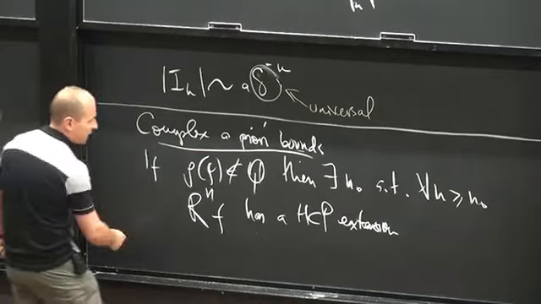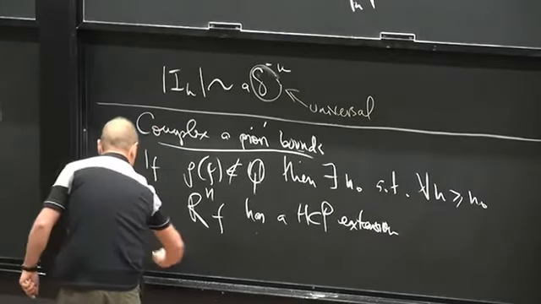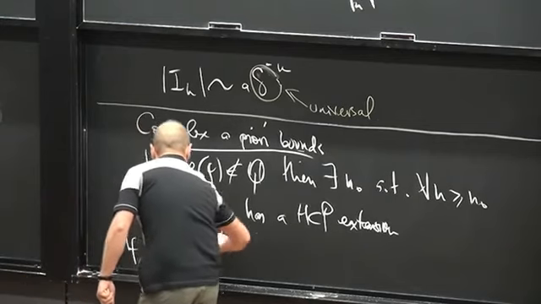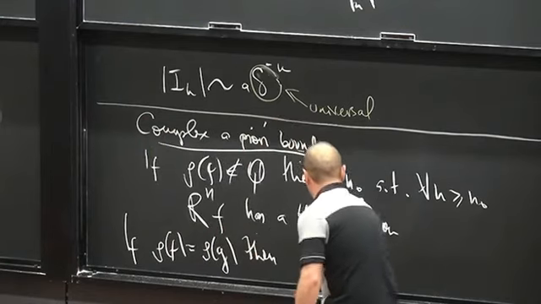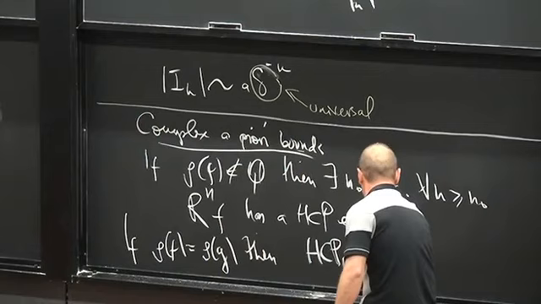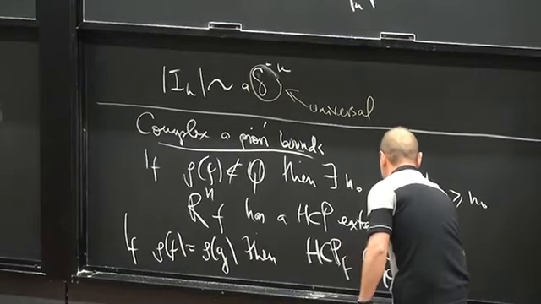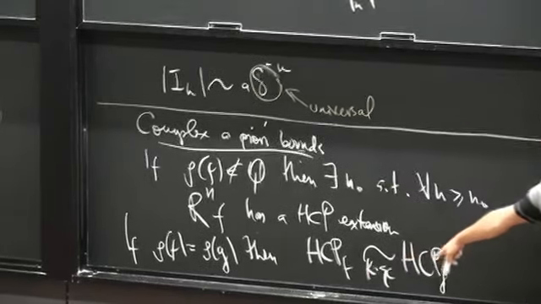Moreover, if you have f and g with the same rotation number, then the holomorphic commuting pair extension of f is quasi-conformally conjugate to the holomorphic commuting pair extension of g, with a universal K.